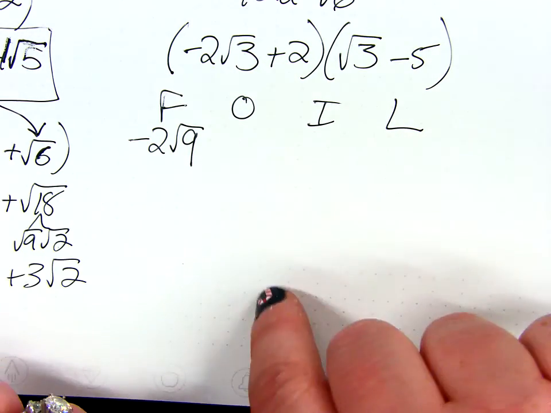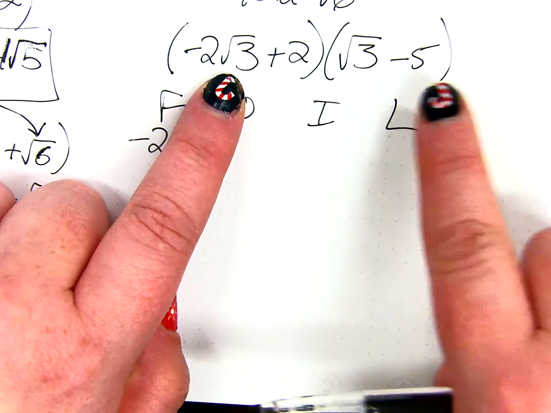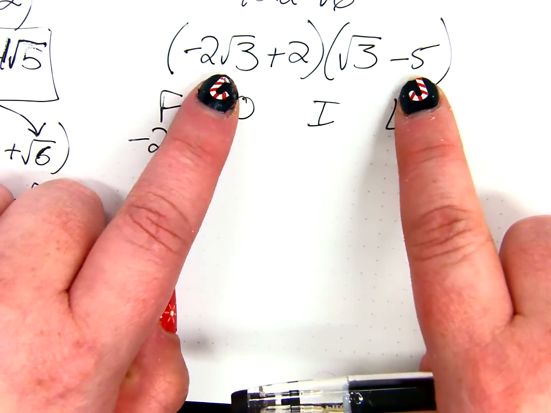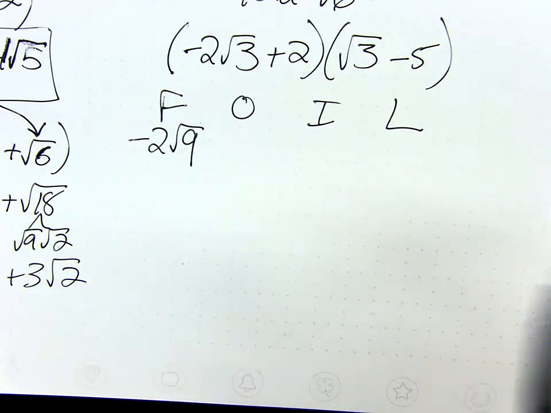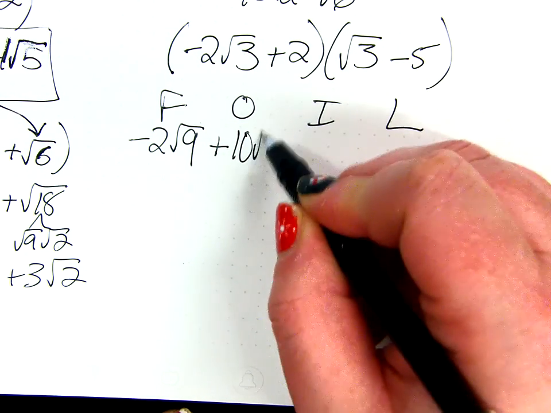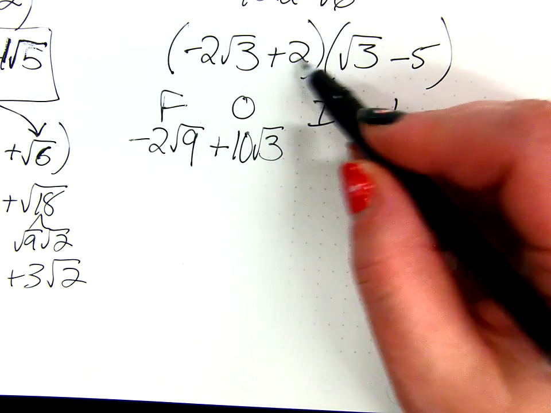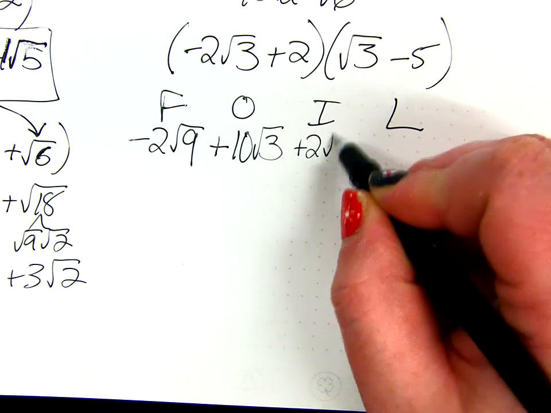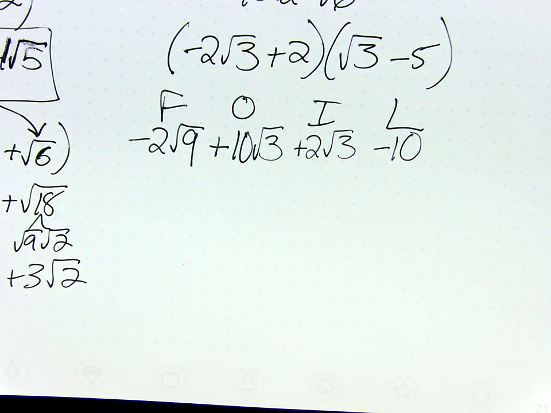So wouldn't it go back down to 3? It will, but I'm not there yet. So there's first. Then outers, so that would be negative 2 root 3 times negative 5. So now that should be positive 10 root 3. Do you agree? Inners, 2 times root 3 is just a positive 2 root 3. And then the last, 2 times negative 5 should be a negative 10. So double check that you have those 4.